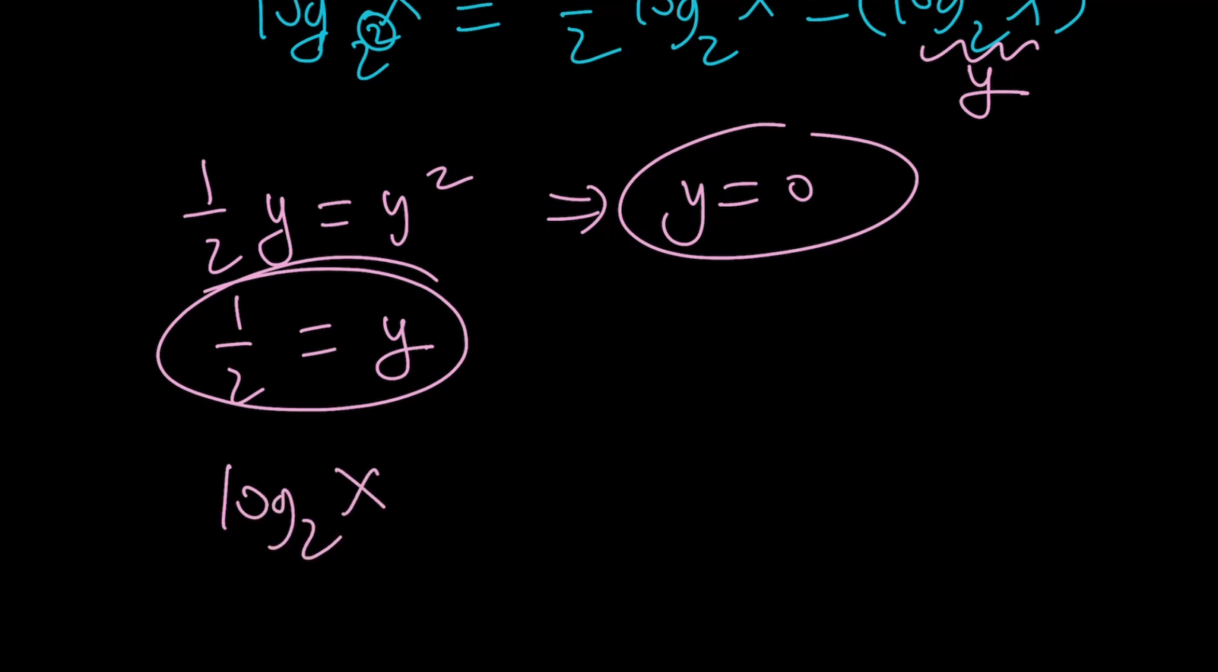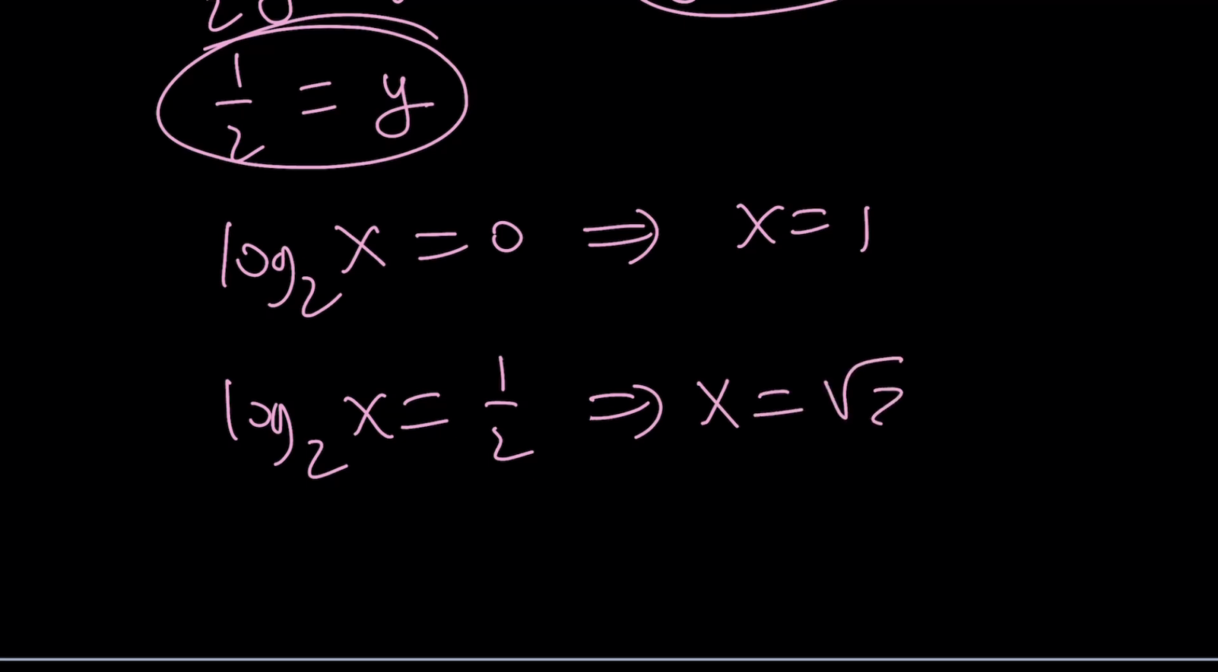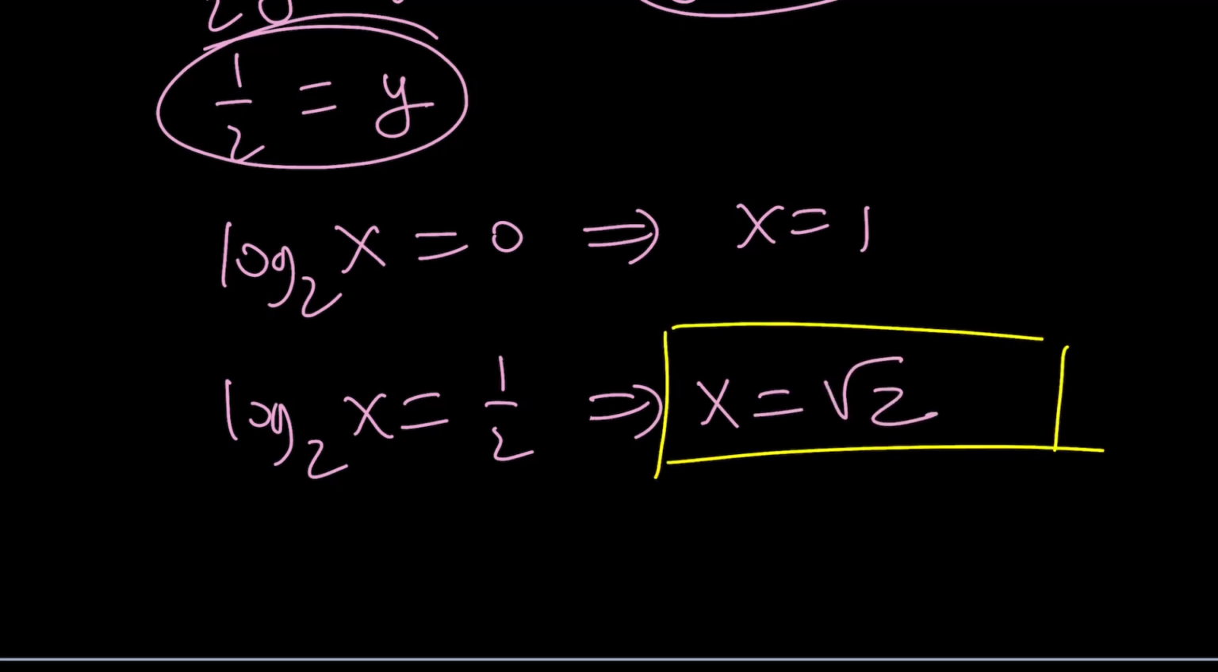So if y is 0, from here we get x equals 1. Uh-oh. A new solution, right? And if it's 1/2, obviously by definition, x is going to be 2 to the power 1/2, which is root 2. But we only had one solution with the first method. Where does this come from, right? Like a lot of question marks.